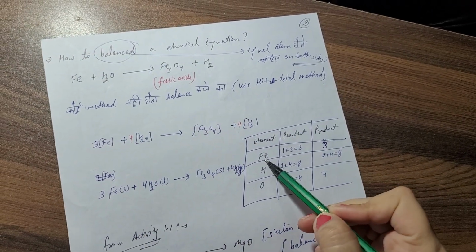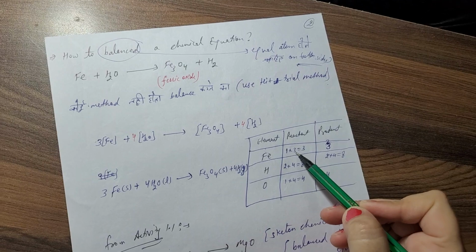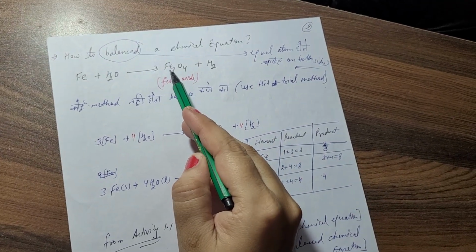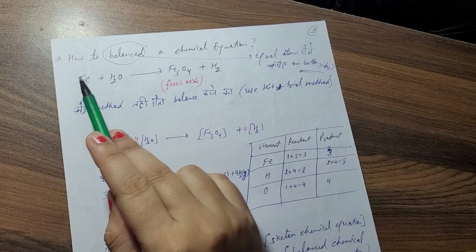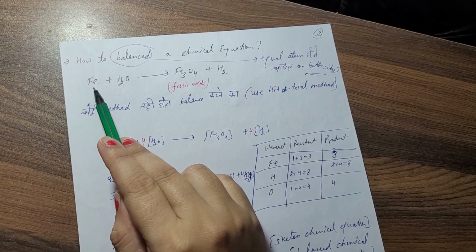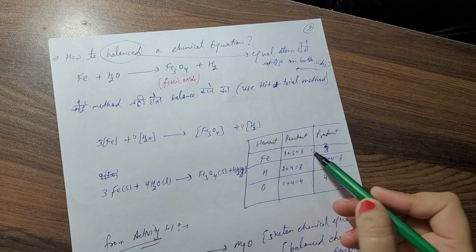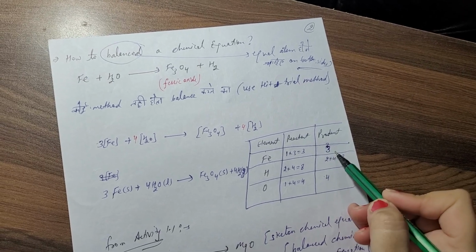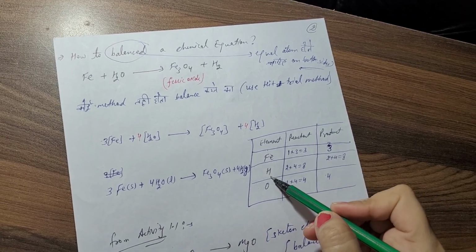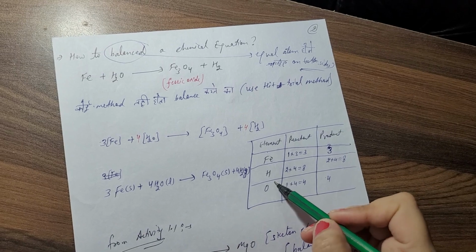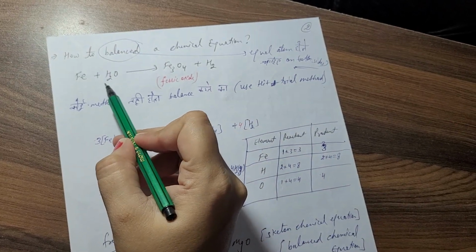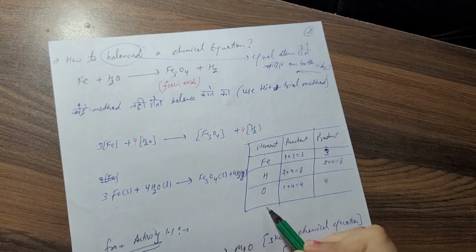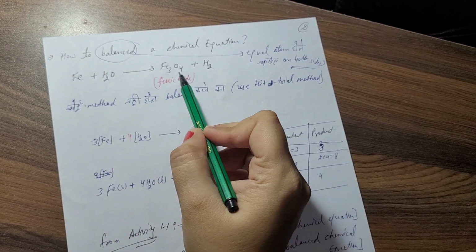Here iron is 1, multiplied by 3 is equal to 3, and in the product iron is 3. So in the reactant we multiply the iron with the 3 is equal to 3. Here you can see that iron is balanced. Next is hydrogen. Hydrogen in reactant is 2, here is 2 and here is also 2, but oxygen is 1 and oxygen is 4.